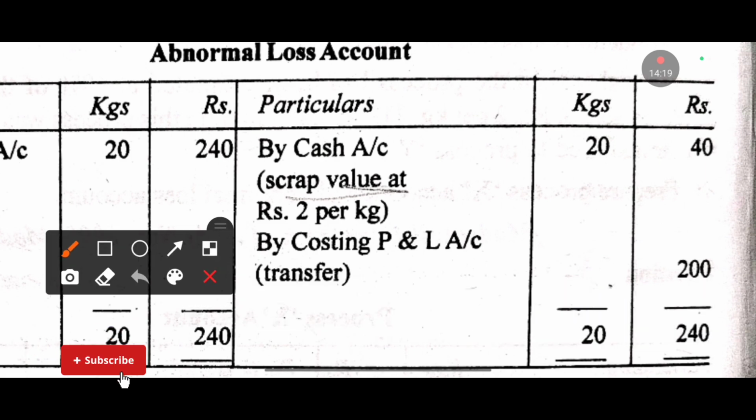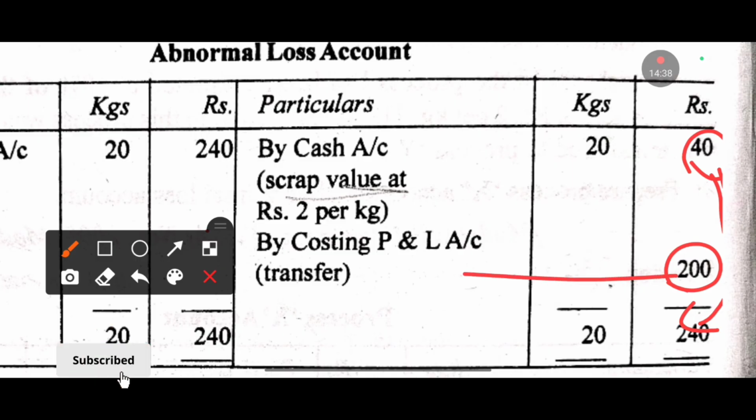Then we need to find the balancing figure. The abnormal scrap value 40 rupees is subtracted from the total 240. You will get 200 rupees as the balancing figure. The 200 rupees balancing figure is transferred to the P&L account. So against this 200 rupees, you are going to write by costing P&L account. In the P&L account, it is transferred to the loss side.